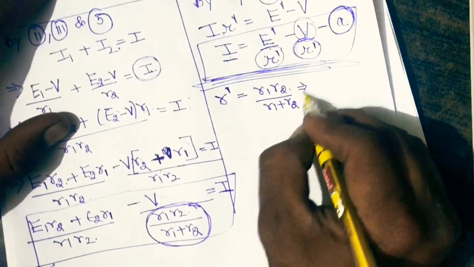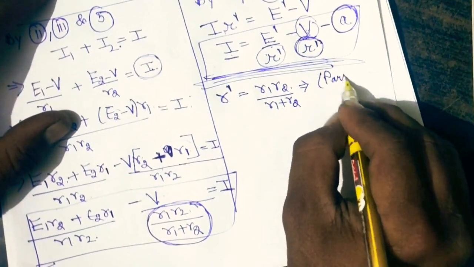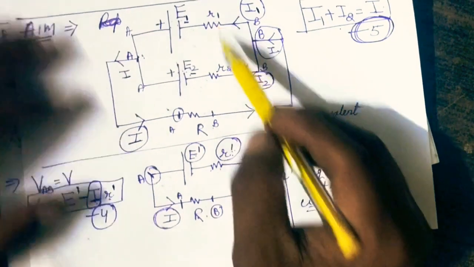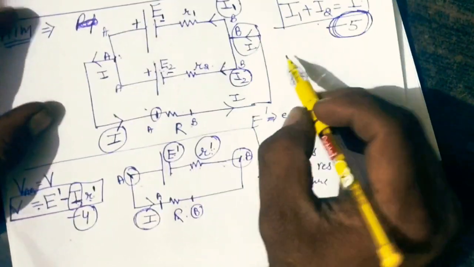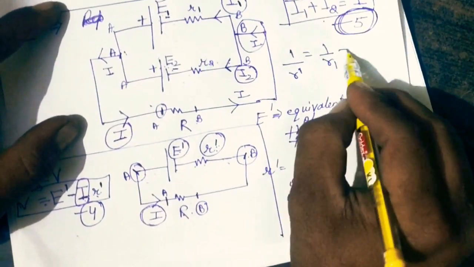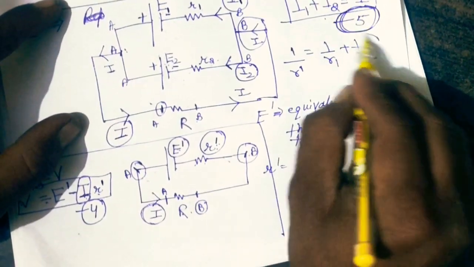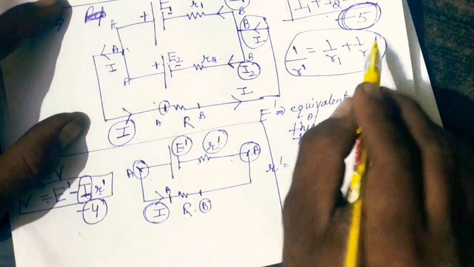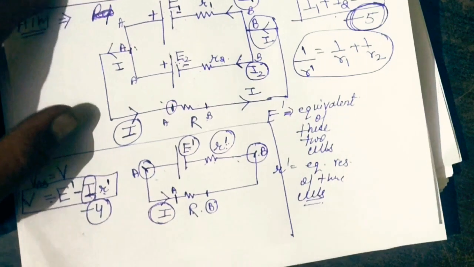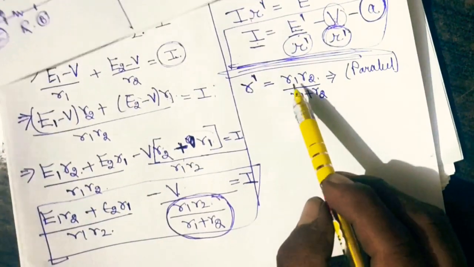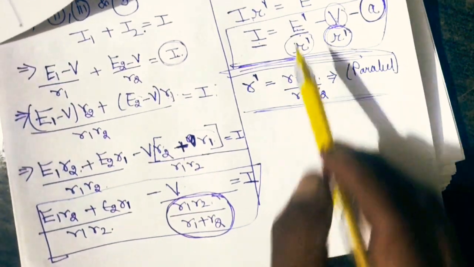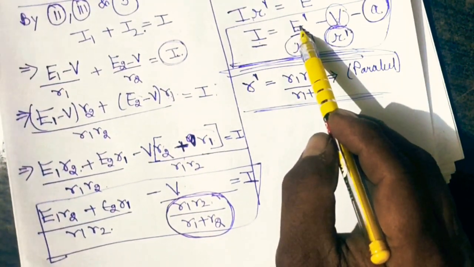This is the formula that we get in parallel. So if two cells are connected in parallel, then their equivalent resistance can directly be obtained by using the formula of resistances in parallel, because resistances will not make any difference, as they don't have any polarities like plus and minus. So now we have got the value of equivalent resistance. What do I have to find now? I have to find the value of equivalent EMF.